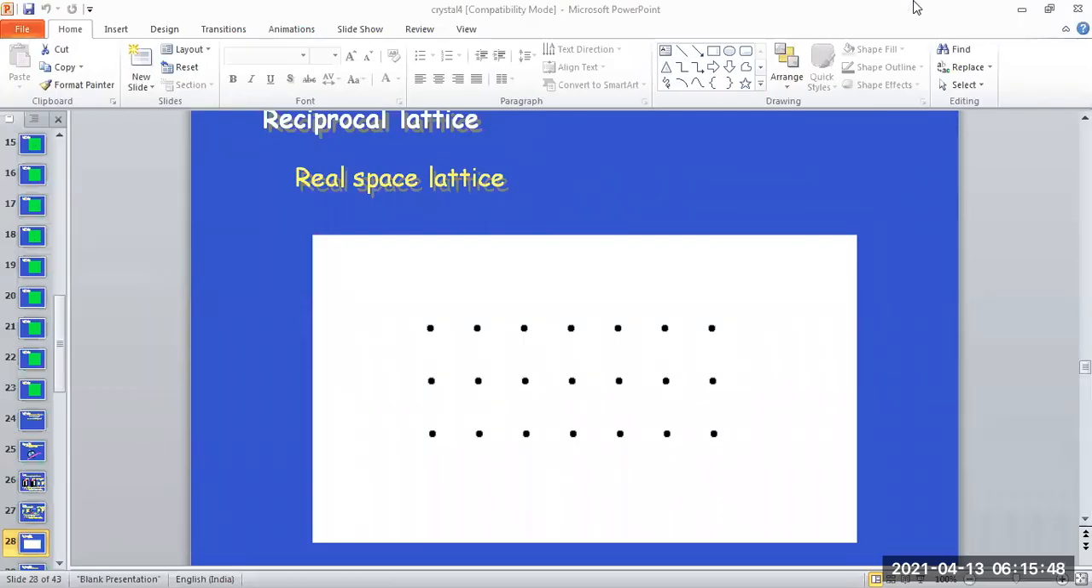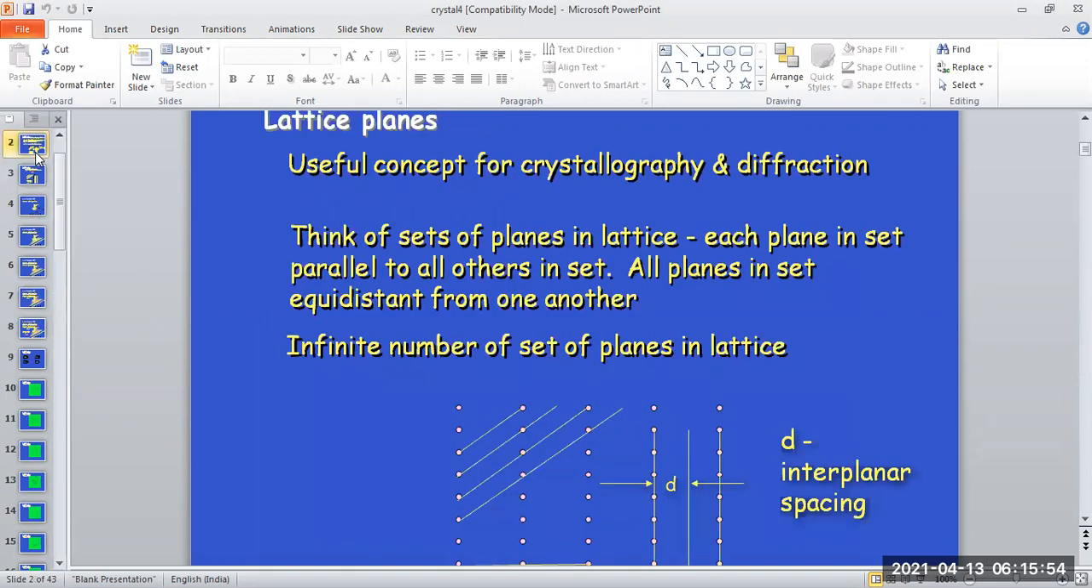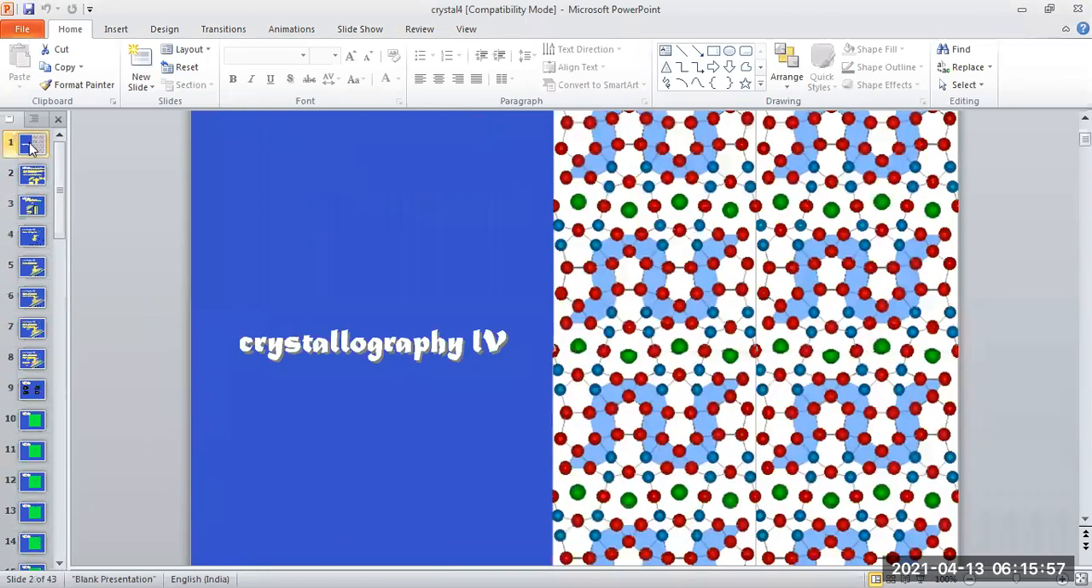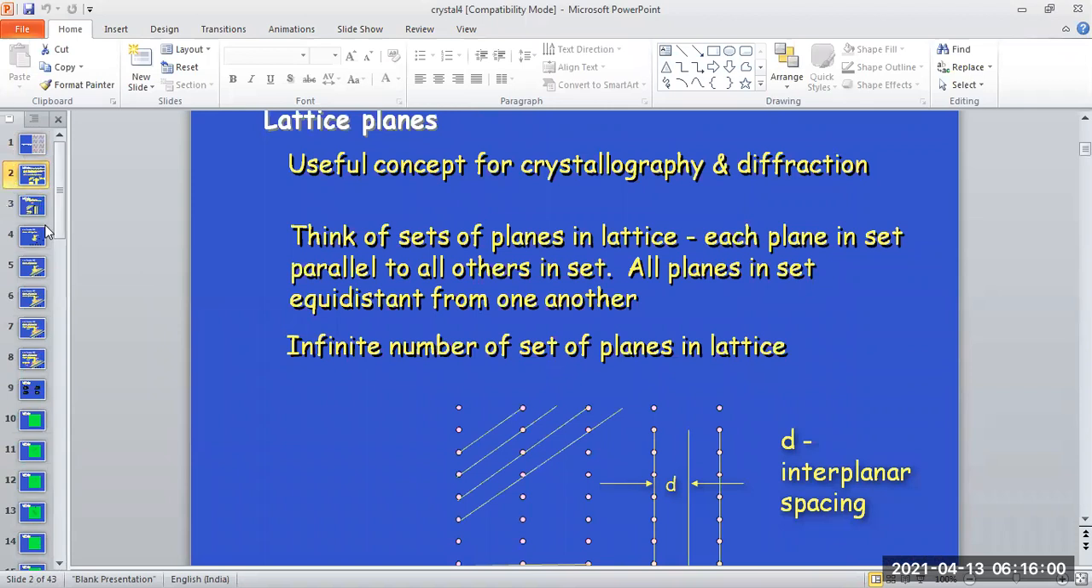Good morning, students. In today's class, we will discuss the Miller indices and lattice planes. Here we're going to see this schematic diagram. What actually are lattice planes? Lattice planes are nothing but the planes which can be drawn by joining the imaginary points.